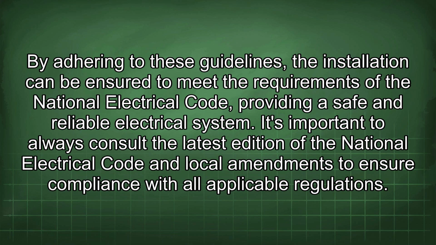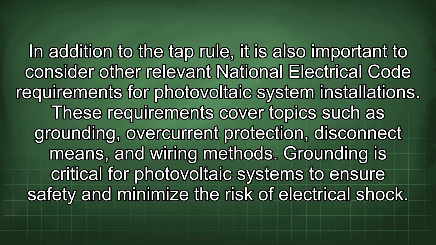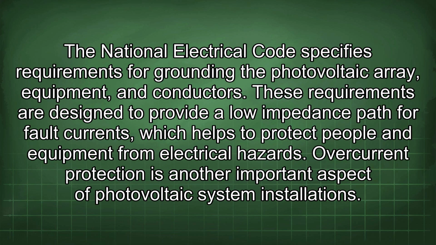all applicable regulations. In addition to the tap rule, it is also important to consider other relevant National Electrical Code requirements for photovoltaic system installations. These requirements cover topics such as grounding, overcurrent protection, disconnect means, and wiring methods. Grounding is critical for photovoltaic systems to ensure safety and minimize the risk of electrical shock. The National Electrical Code specifies requirements for grounding the photovoltaic array, equipment, and conductors.